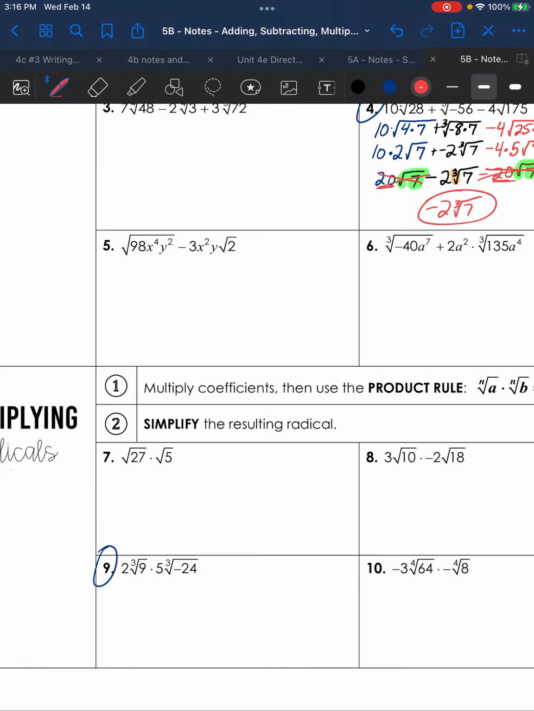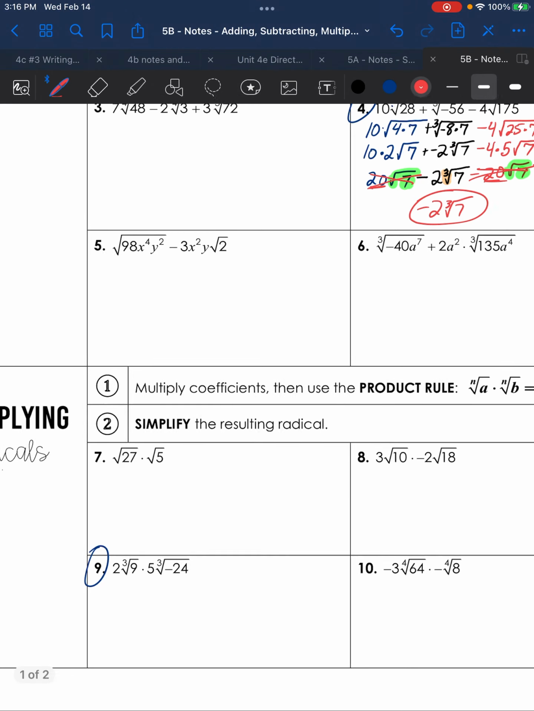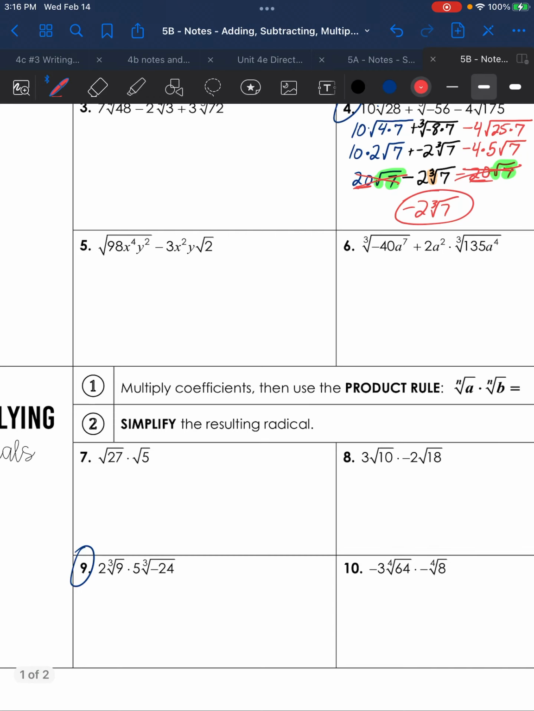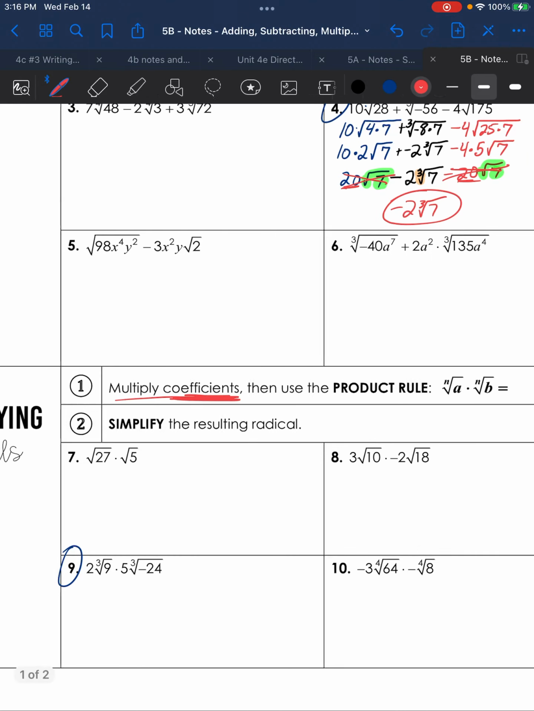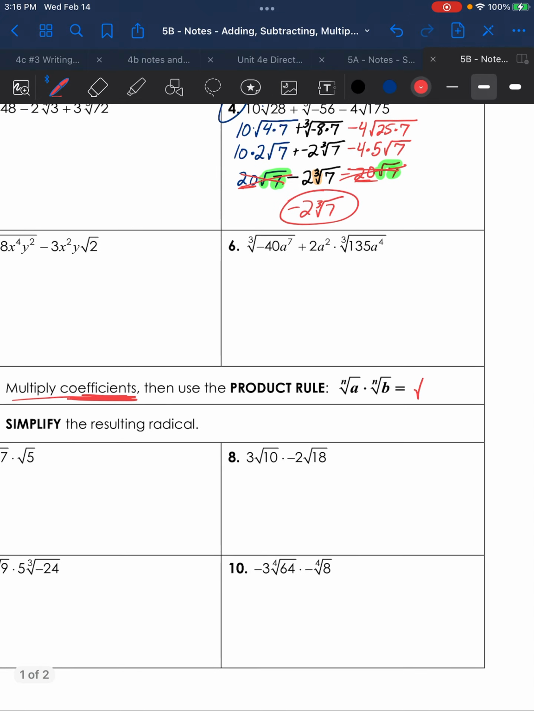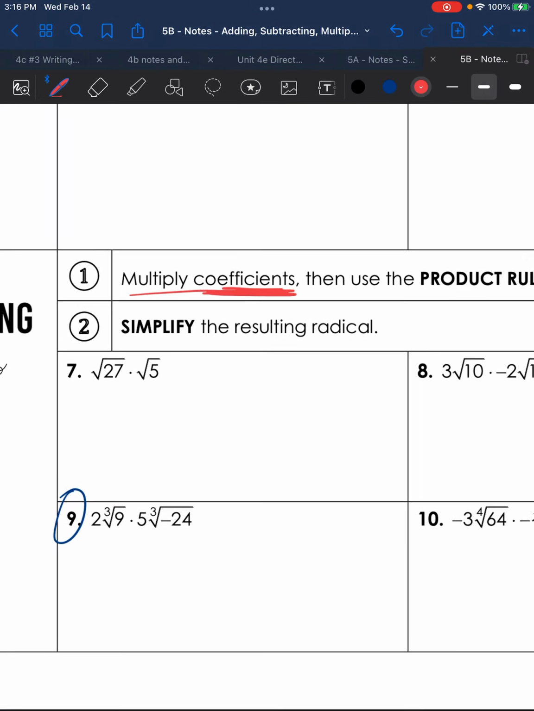So what I showed you there with adding and subtracting is always going to hold true. Now with multiplying, if you have coefficients, you multiply those together. So multiply outsides together, and then use the product rule. Product rule just means if you have two radicals with exactly the same index, it's easiest if you put them together. So we're going to multiply underneath the radical. So I'm going to do number 9.